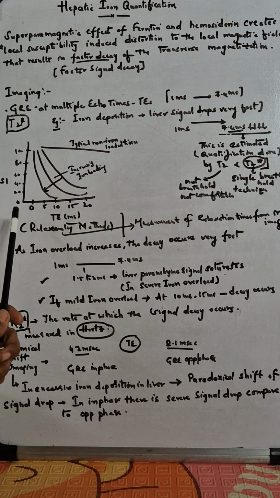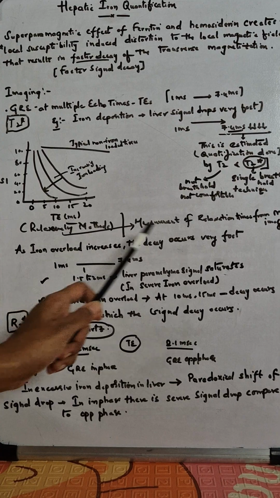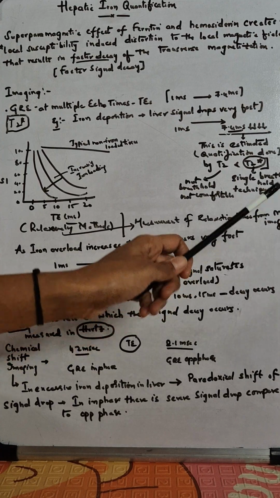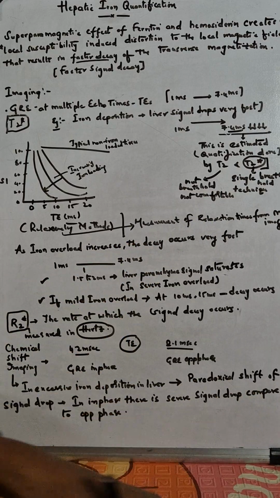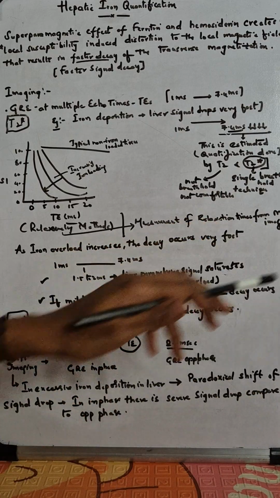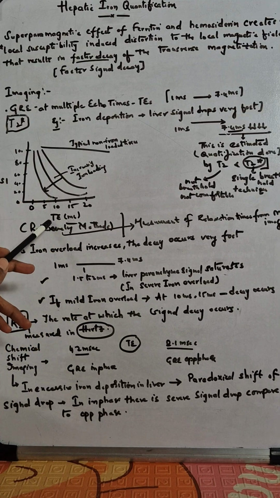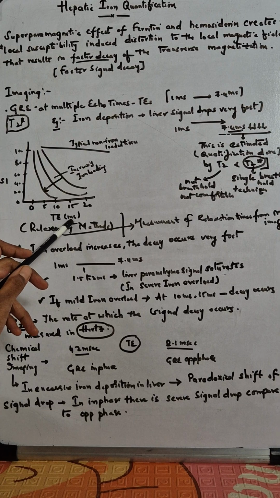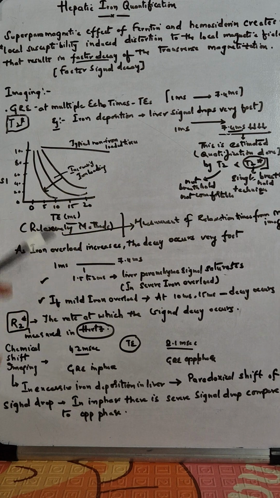So normally what we do is the relaxometry method. What is relaxometry? It is the measurement of relaxation times for MR. We take the MR images, see the relaxation times, and measure them. Measurement of relaxation time from MR images, this is relaxometry. We take a graph where the x-axis is echo time, in milliseconds, and the y-axis is signal intensity.